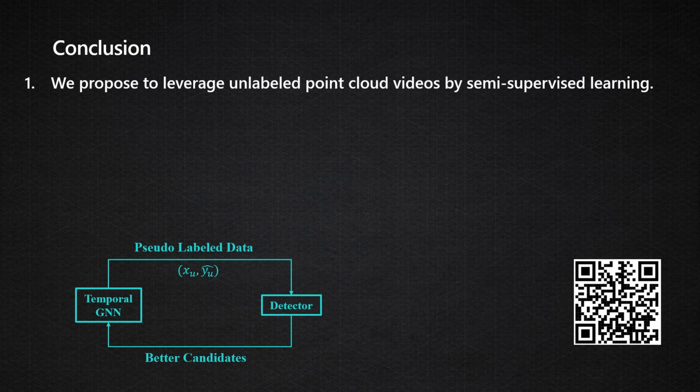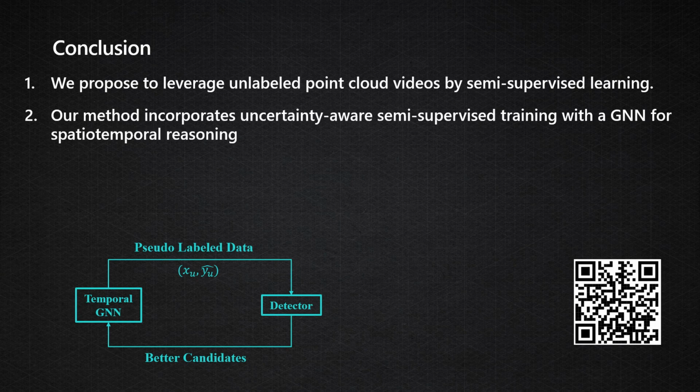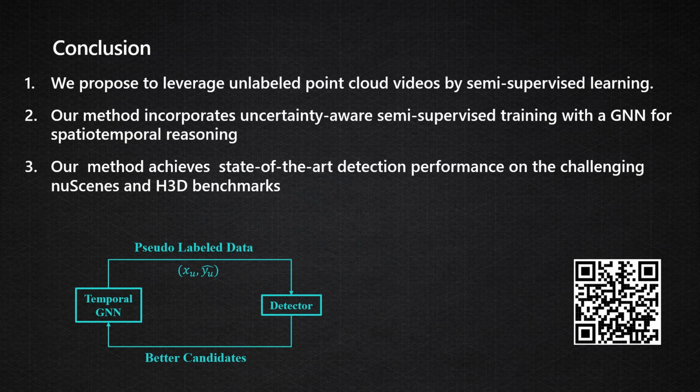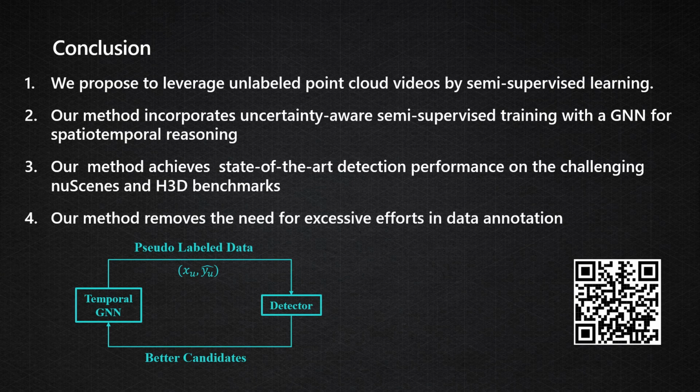In conclusion, we propose to leverage unlabeled point cloud videos by semi-supervised training. Our method incorporates uncertainty-aware semi-supervised training with a graph neural network for spatial temporal reasoning. Our method achieves state-of-the-art detection performance on the challenging nuScenes and H3D benchmarks. Our method removes the need for excessive efforts in data annotation.